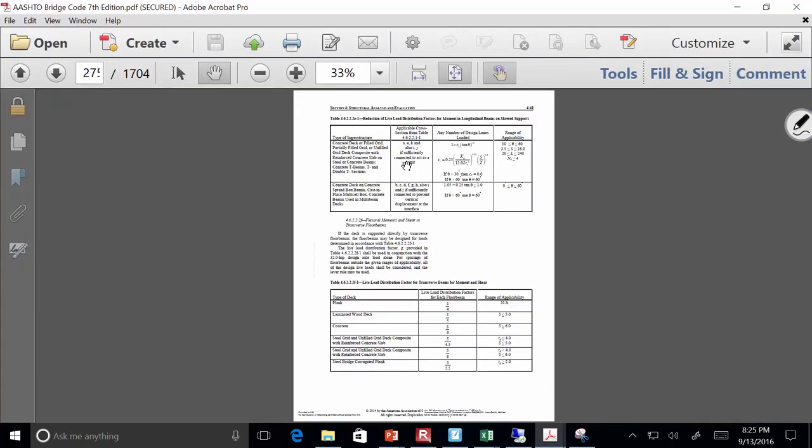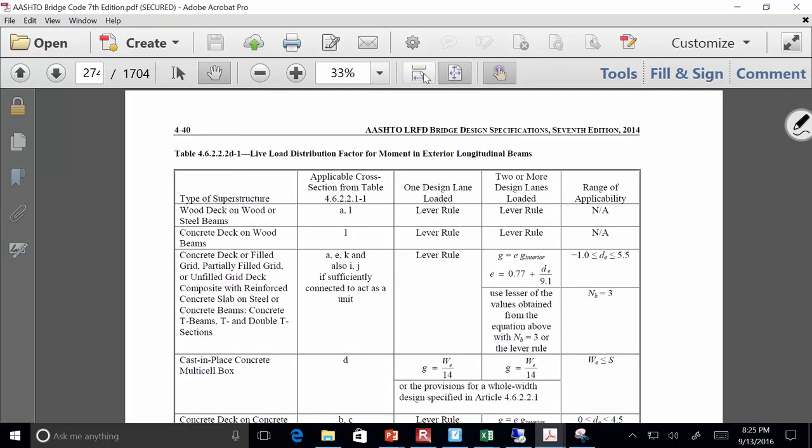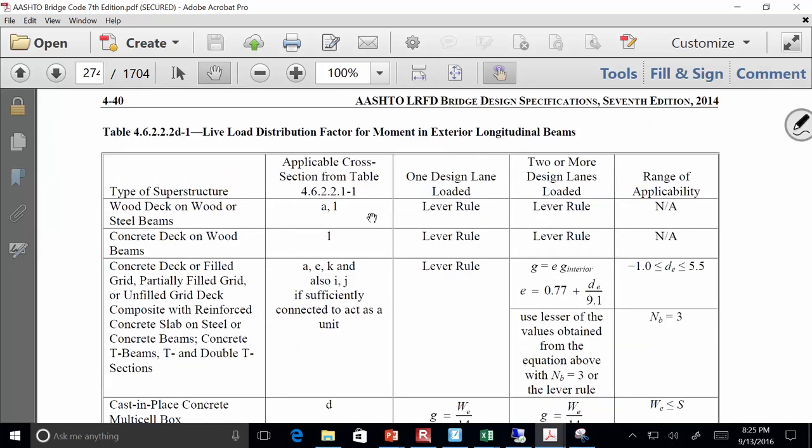Okay, so I'm going back to the spec, and here I'm on page 4-40, distribution factor for moment in exterior beams. One lane loaded, that's the lever rule. Two or more, we take our interior factor and modify it by E. What's E? It's this. Okay, so far so good? So I propose this is what we're going to do.